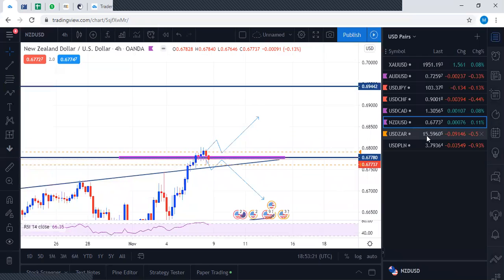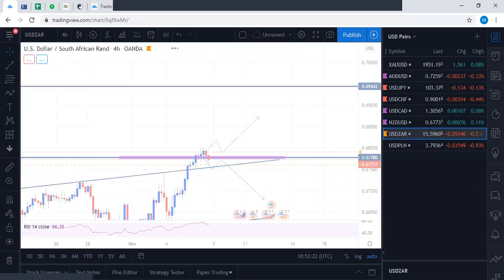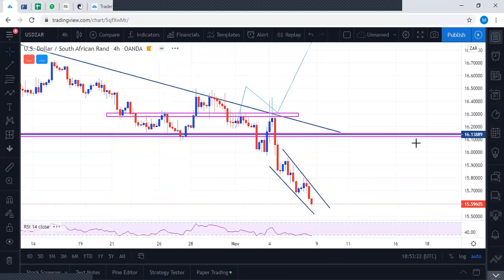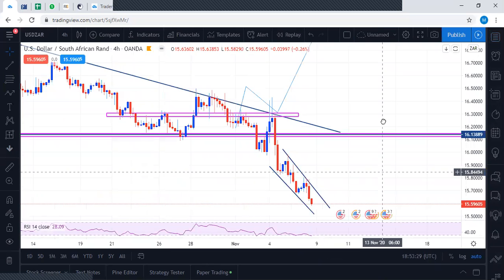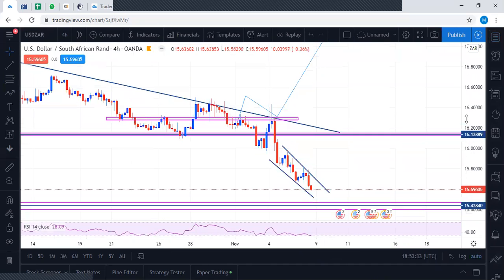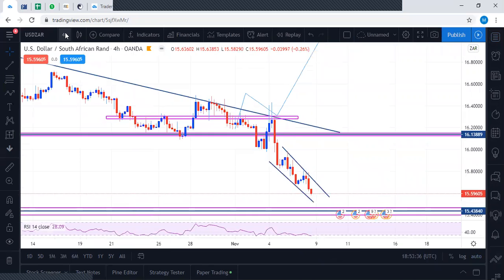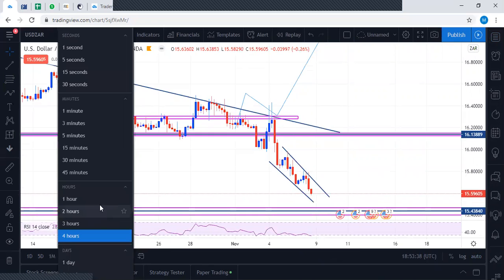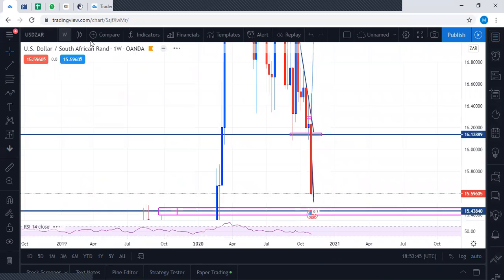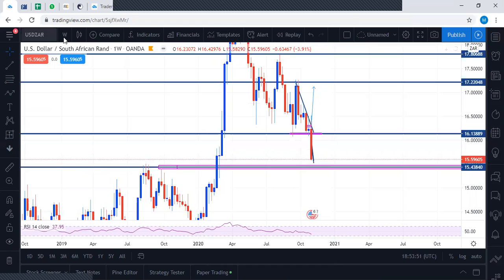NZD USD, this pair, I have loved this pair for some time now. I really like the pair. I think I've traded it only once, although it kicked me out of that trade for actually going straight to my initial target. I was wicked out of the trade, but overall, the trade actually worked out fine.